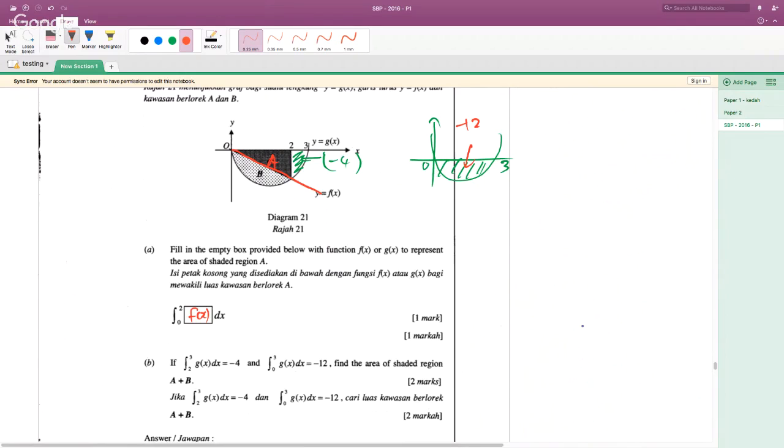Find the area of shaded regions A plus B. Why does it seem very easy? If the whole thing is 12, I just use 12 minus 4. So I think it's just 8. Okay, so the area of shaded region A plus B equals modulus of -12 minus modulus of -4. So it's just 8 units squared. It seems too easy. Is my answer correct?